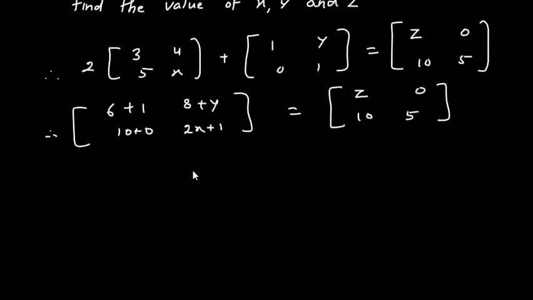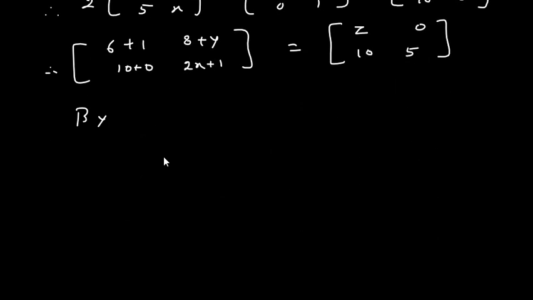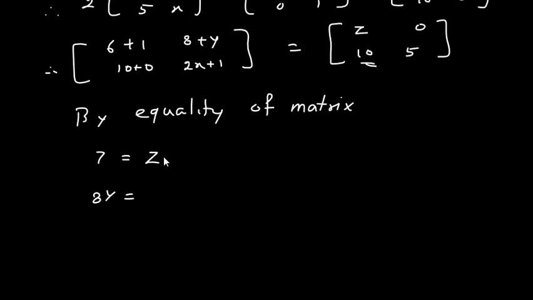So again we say that by equality of matrix, this 6 plus 1, 7, is equal to z. Then this 10 plus 0, it is 10, given. 8 plus y, sorry, this is 8 plus y. So 8 plus y is given z. Okay, now I don't know the value of y, but I know the value of z. So this will give me 8 plus y is equal to 7. And from here we get y is equal to 7 minus 8, which is minus 1. The value of y we understood.